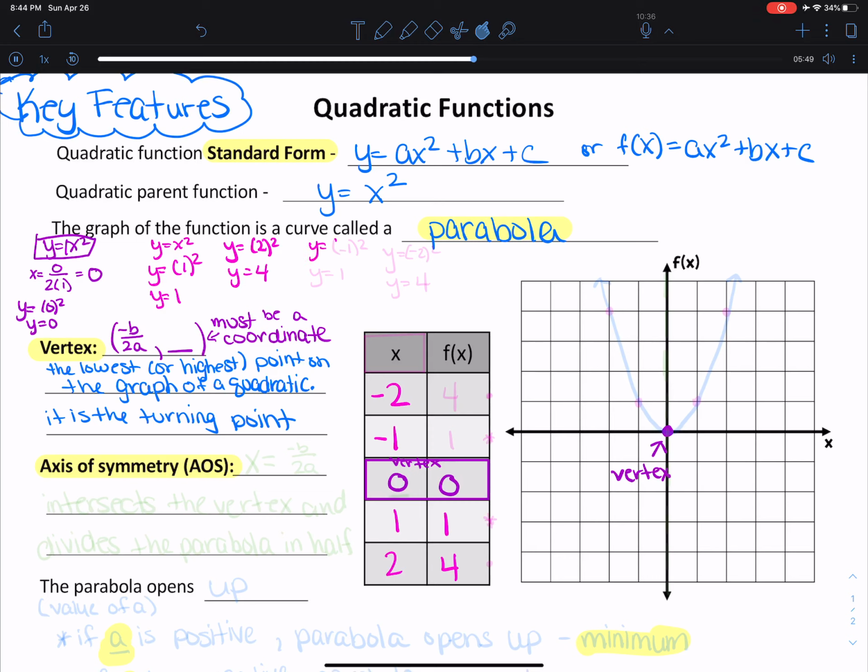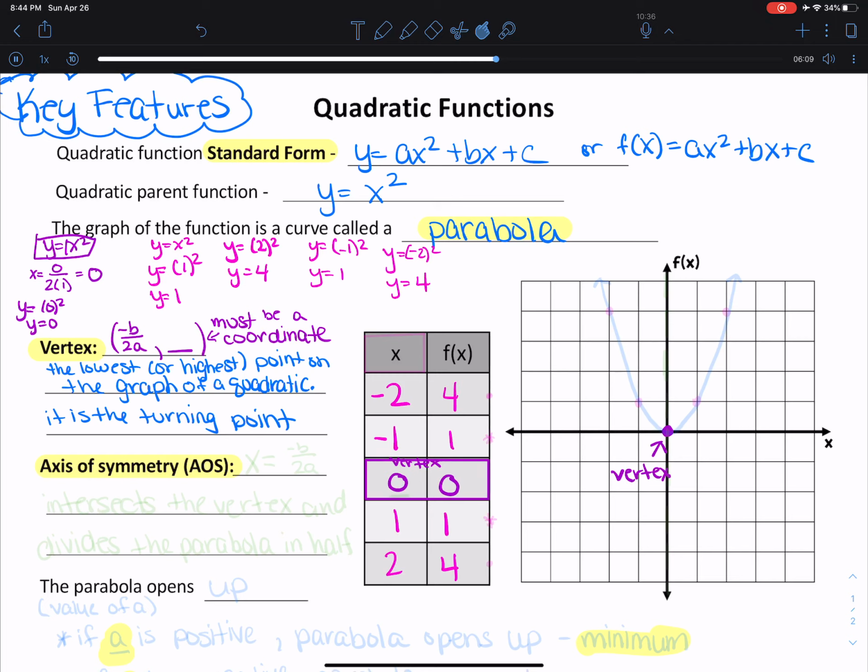So y equals, instead of x, I'm putting a negative 1. Well, negative 1 squared, negative times negative is going to give me a positive. So y, again, is positive 1. And when my x is negative 2, well, negative 2 squared is going to give me positive 4.